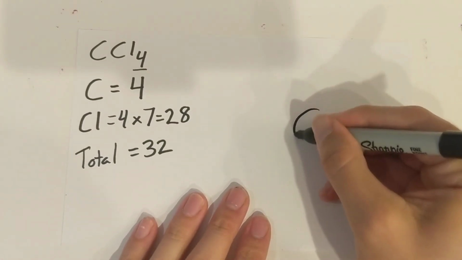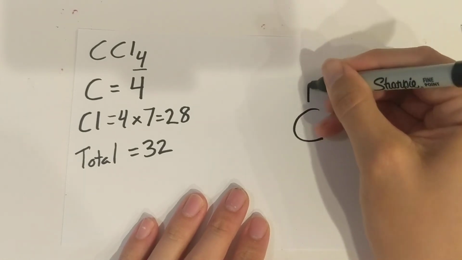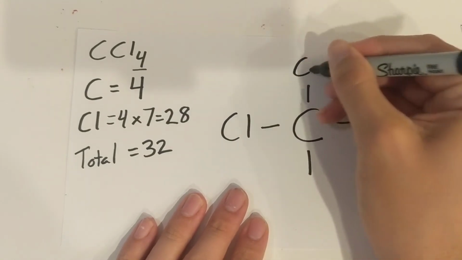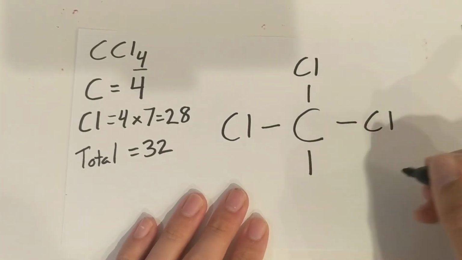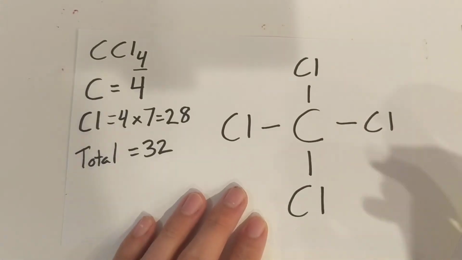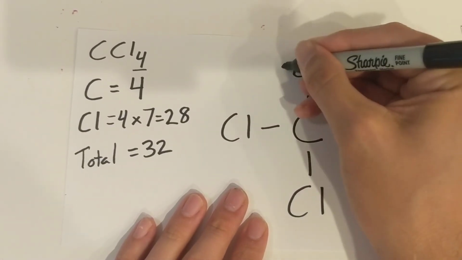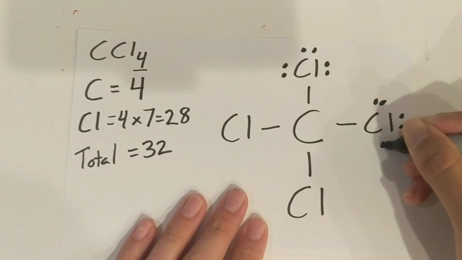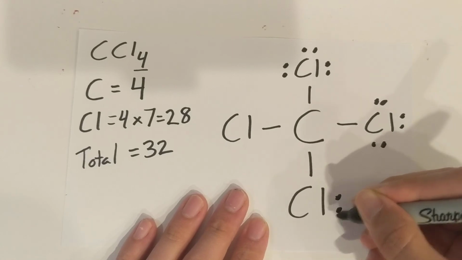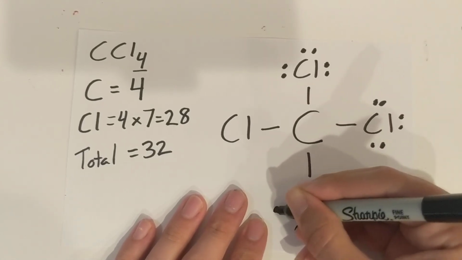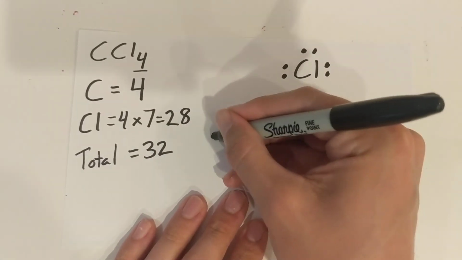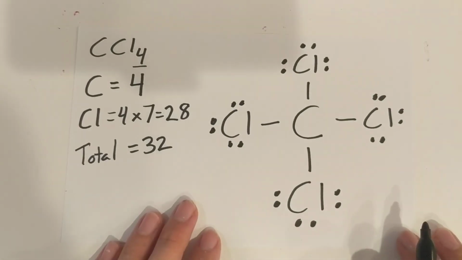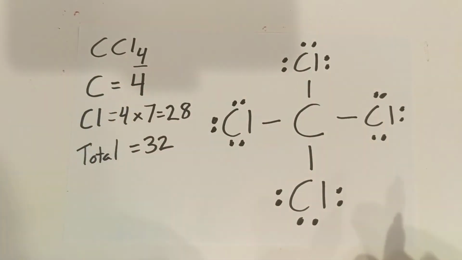So it would be the carbon in the middle, single bonded to chlorine on every side. And then we have to put those lone pairs on each chlorine. So that is what this would look like right here, CCl4.